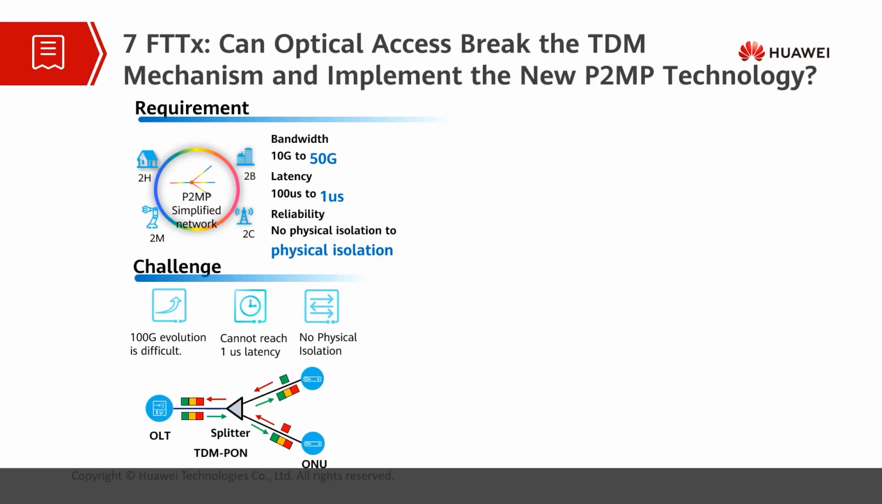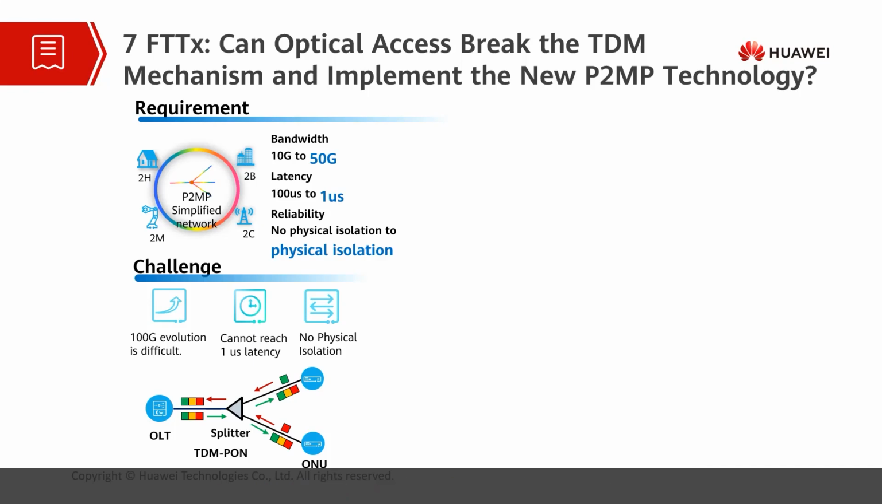With the promotion of cloud VR and ultra high definition 4K and even 8K video services, we predict that in the next 10 years, the uplink bandwidth requirement for the optical access network may increase to 200 gig per second, and the latency needs to be reduced to 1 microsecond. Services need to support hard isolation.